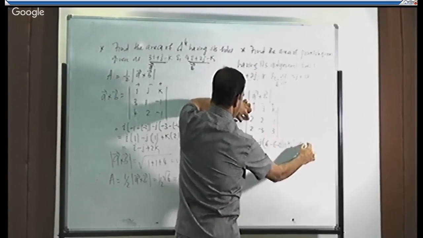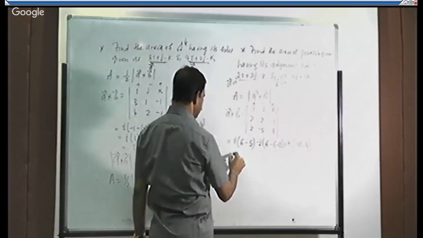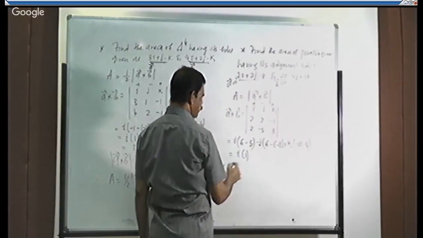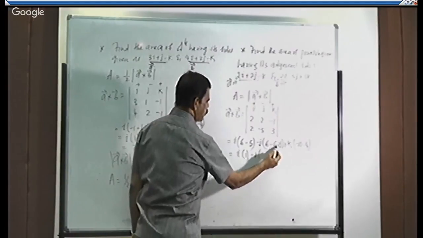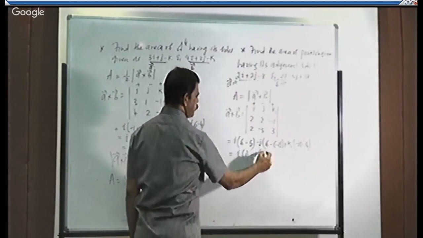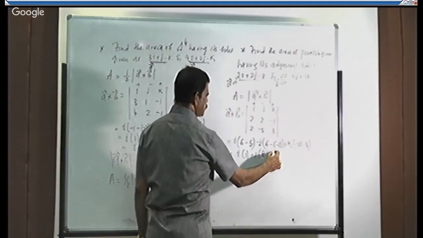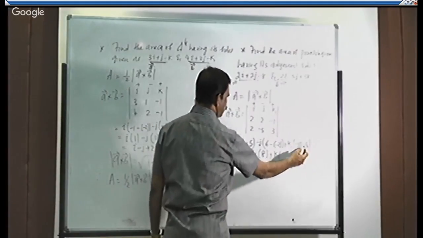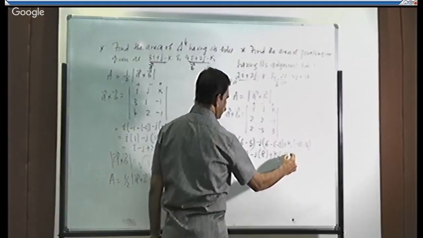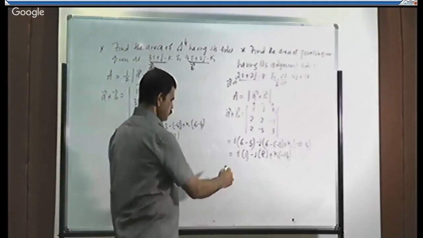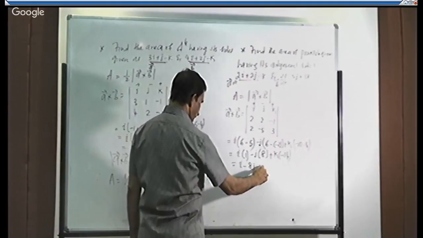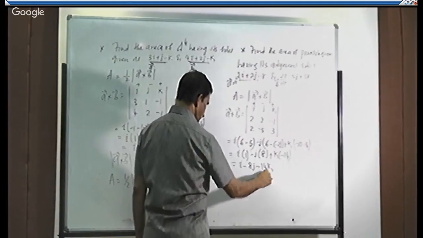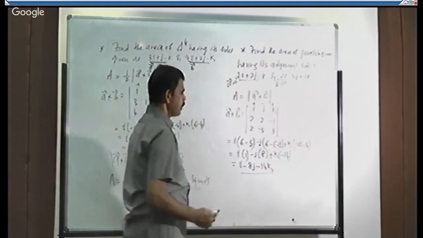2 2s are 4. That is equal to I into 6 minus 5, 1, minus j into minus 6 plus 2, 8, plus k into minus 4 minus 10, minus 14. It is i minus 8j minus 14k. This is A cross B.